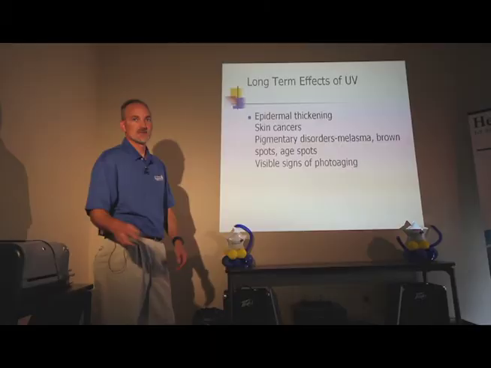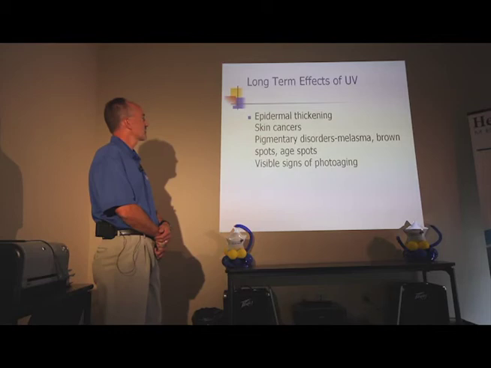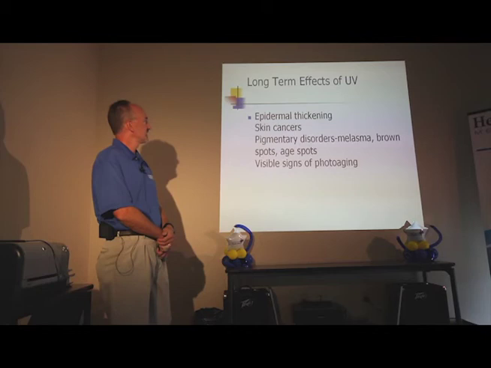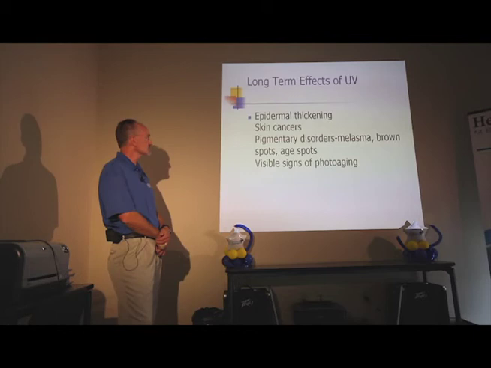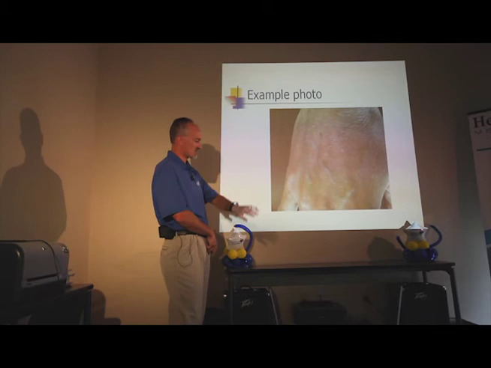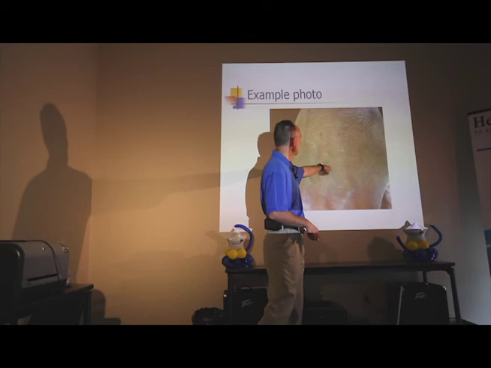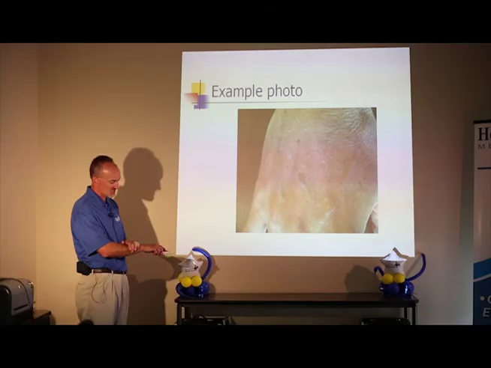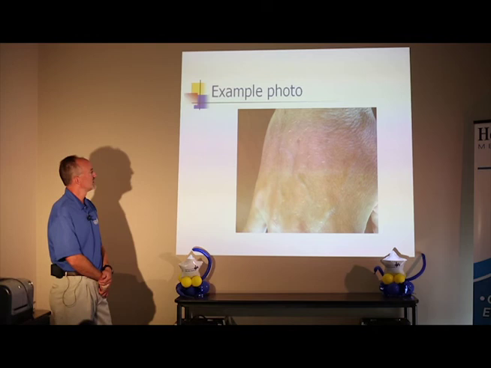Long-term effects of the UV rays, epidermal thickening. You've probably seen people as they get older, they have very thick, leathery type skin. That's just from repeat sun exposure. They haven't done a very good job with sun protection. And then they also can have visible signs of photoaging. This is a picture of the back of my hand. I've got, on my right hand, an area that just showed up in the past year or two, and it's just as effective just not using good sunscreen and having photoaging of your skin.